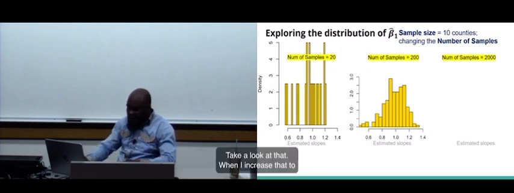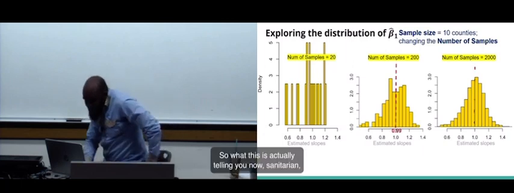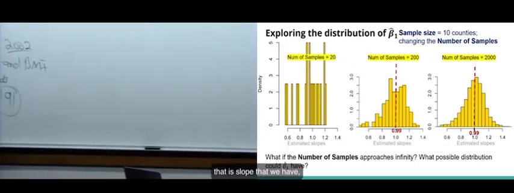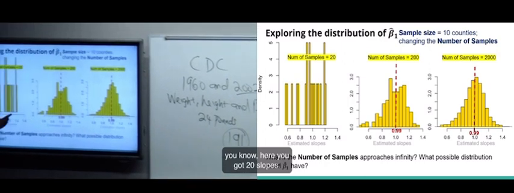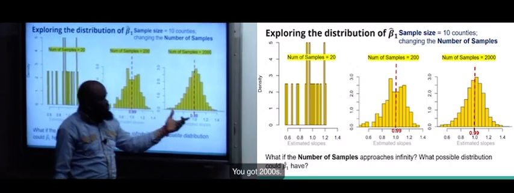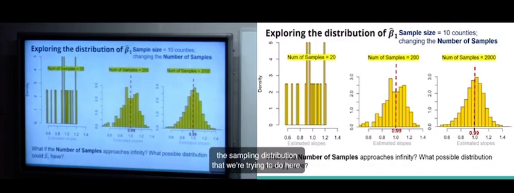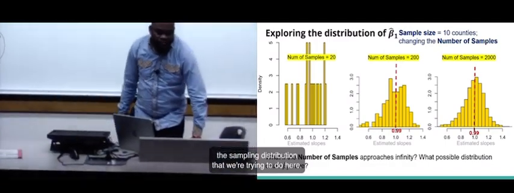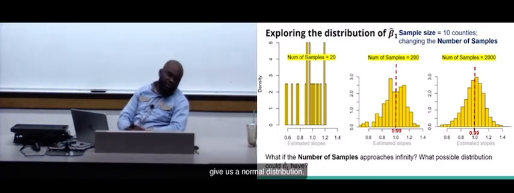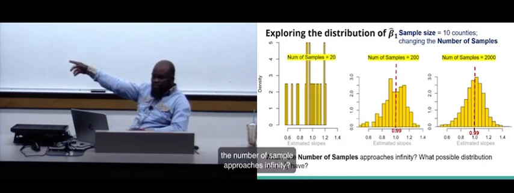Take a look at that. When I increase that to 2,000, look at that. So what this is trying to tell you is that here you got 20 slopes, you got 200 slopes, you got 2,000 slopes. And of course, you can see the distribution. This is the sampling distribution that we're trying to explore. We basically want to see the one that will give us a normal distribution. And that was why I said, what if the number of samples approaches infinity?